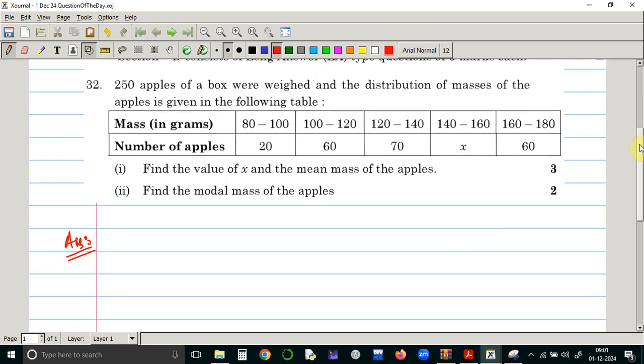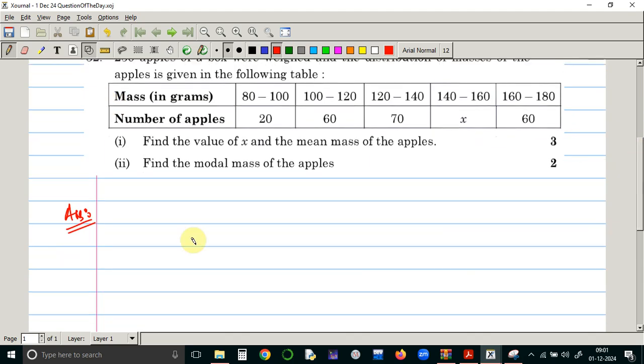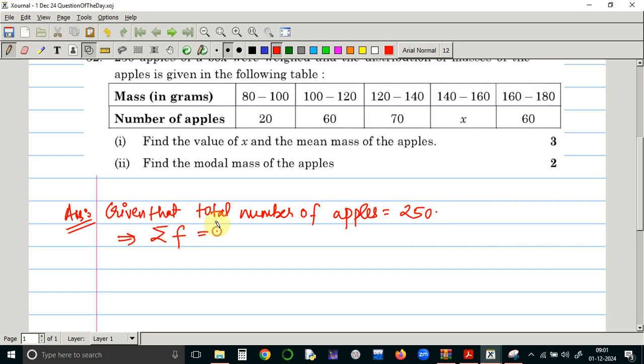So we will put this horizontal table in a vertical table. Let's not draw the table first. We will find this x. Given that the total number of apples is 250, which implies the sum of all frequencies is 250.